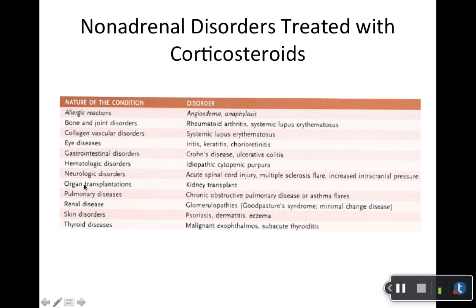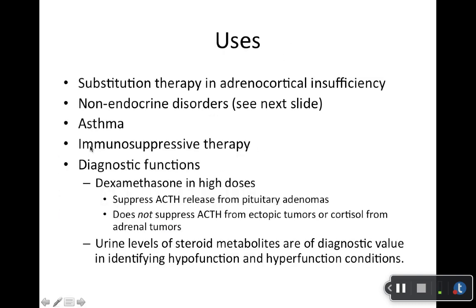Allergic reactions, just read through this. There's a ton of stuff. A lot of these non-endocrine disorders are related to inflammation, because these medications have anti-inflammatory properties, so you notice there are a lot of uses there. Also kidney transplant. Because they have immunosuppressive properties, they can be beneficial with organ transplantations. So definitely read through this slide and add it to this use slide.